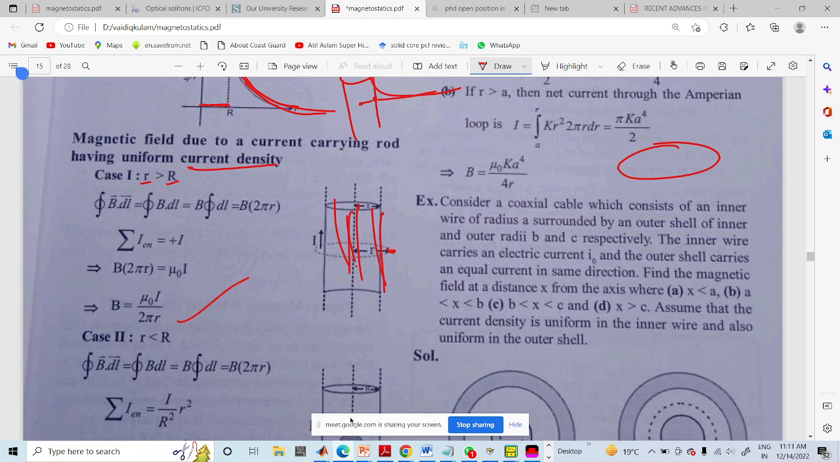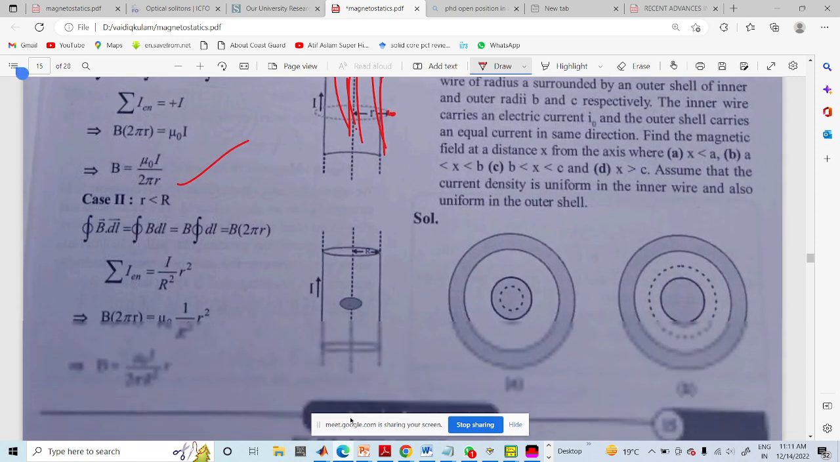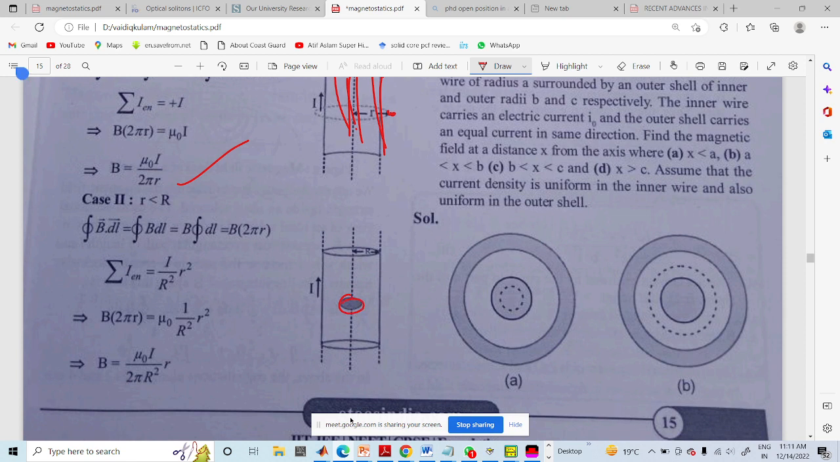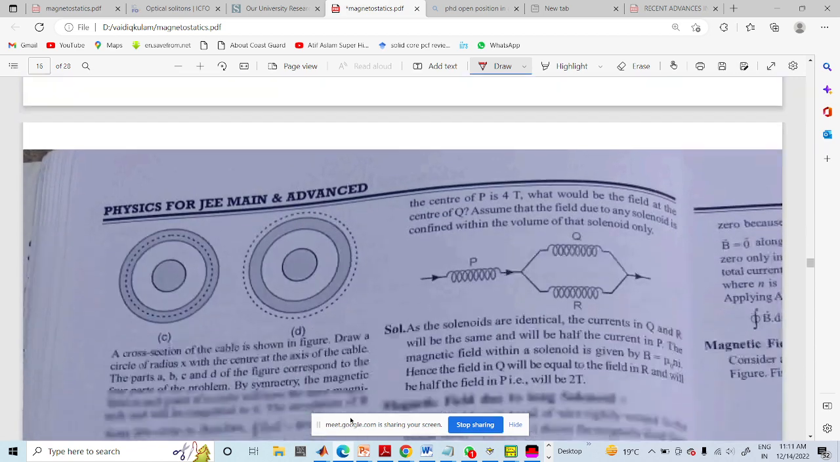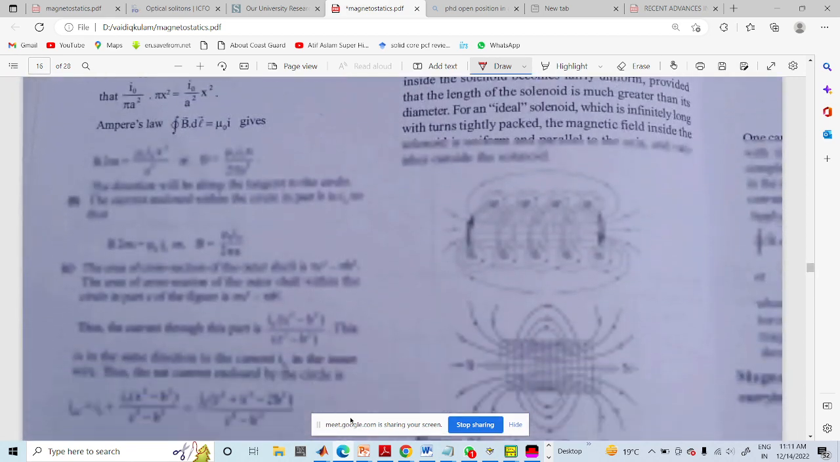मगर लूप अगर अब हम अंदर बनाते हैं, यहाँ पे बनाते हैं, तो अब कुछ ही करंट इसके अंदर से जाएगा, बाकी करंट तो इस लूप के बाहर है, राइट. तो इसके लिए हमको यूनिफॉर्म करंट डेंसिटी वाला मेथड लगाना पड़ेगा. दैट्स आई विल डिस्कस इन द नेक्स्ट क्लास.